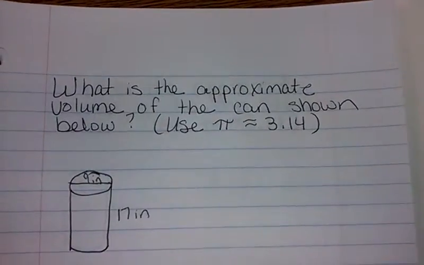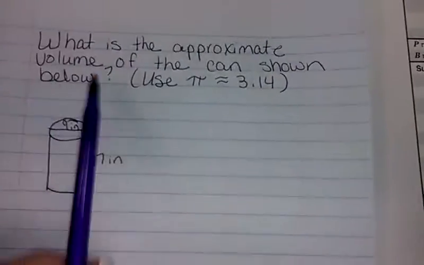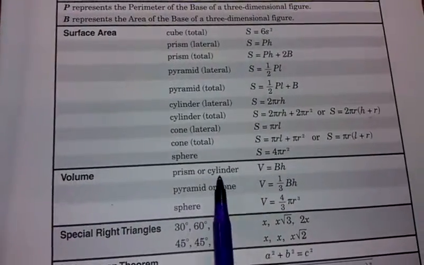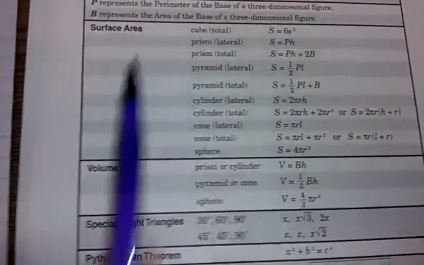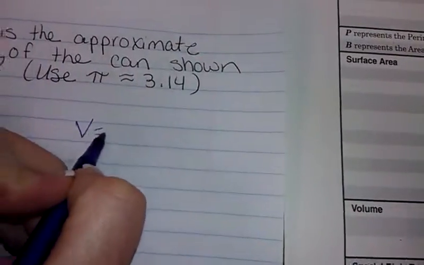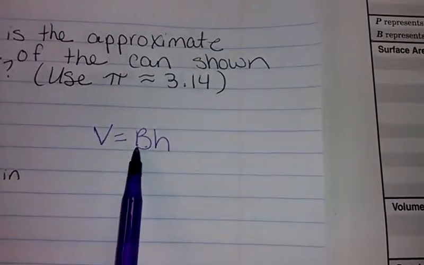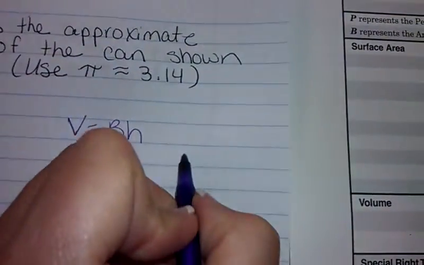Again, this one talks about volume of a can. The volume of the can, which is a cylinder, is V equals big B times H. V equals big B times H. Big B is area of the base.